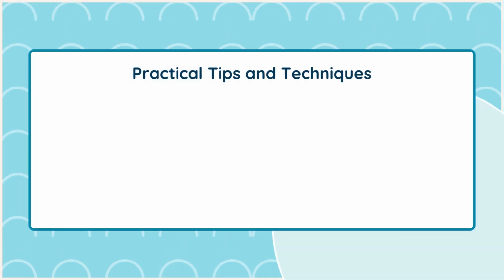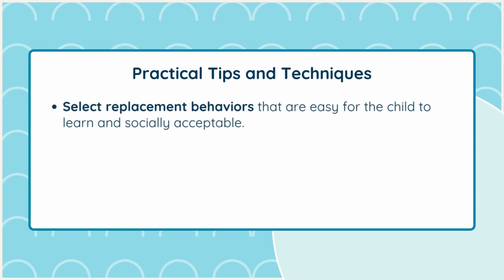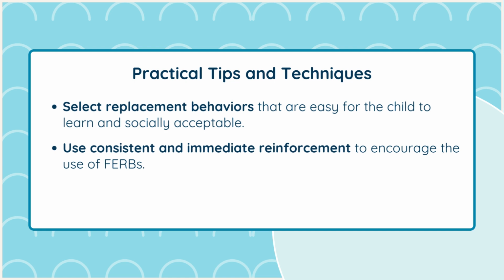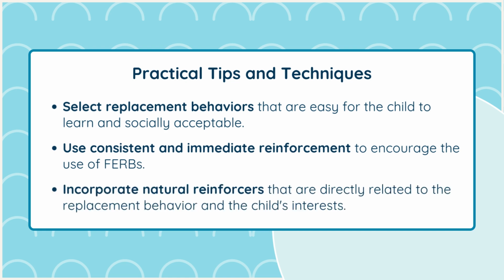Here are some practical tips for implementing FERBs. Select replacement behaviors that are easy for the child to learn and socially acceptable. Use consistent and immediate reinforcement to encourage the use of FERBs. Incorporate natural reinforcers that are directly related to the replacement behavior and the child's interests. By following these tips, you can effectively teach and maintain appropriate replacement behaviors.